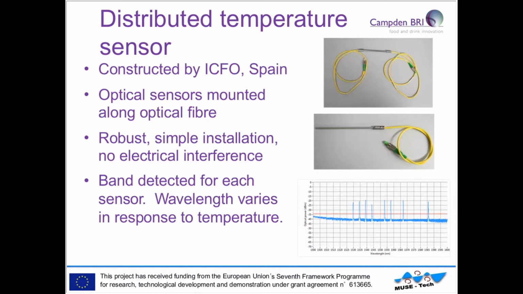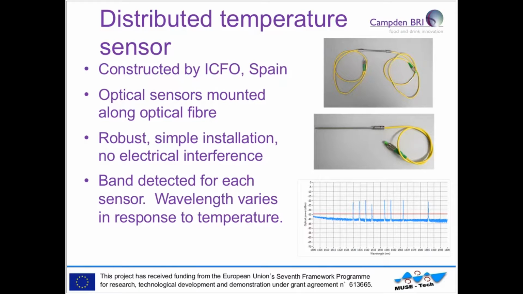With the other technologies in MUSE-Tech, though, we had somewhat more success. So the second one I want to talk about is a distributed temperature sensor, which was built by ICFO in Spain. And this is an optical method of measuring temperature. We have lots of temperature devices around which are electronic in nature, resistance thermometers and the like. But this uses a purely optical, non-electronic sensor. And you can have several of these sensors mounted around a factory and just connected together with optical fibers. So the entire measurement is done with light, with no electrical signal.